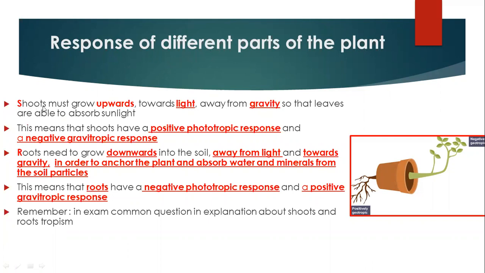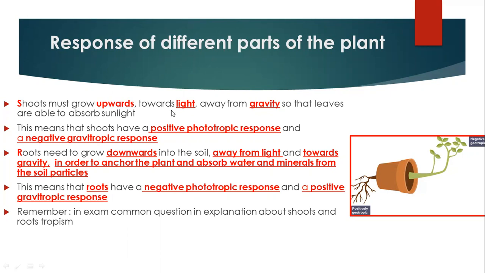So shoots, which are growing up, have to grow upward toward light, away from gravity, so that leaves are able to absorb light. Why? In the exam they will ask you: while the shoots are growing up, they go toward light because the leaves have to do photosynthesis, and photosynthesis needs to absorb energy from sunlight to finish the process to provide nutrition to the whole plant. So they have to grow toward light, sunlight.